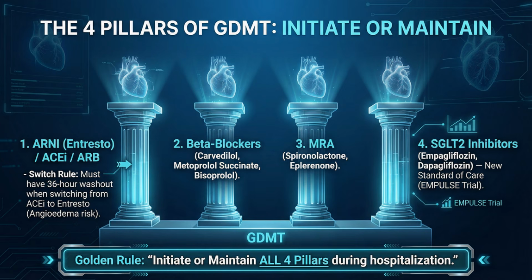First, renin-angiotensin-aldosterone system inhibitors, which include ACE inhibitors, ARBs, or an angiotensin receptor neprilysin inhibitor like Entresto. Second, evidence-based beta blockers. Third, mineralocorticoid receptor antagonists. And fourth, the new standard of care, SGLT2 inhibitors, based on trials like IMPULSE. The golden rule is to start or continue all 4 pillars in the hospital once the patient is stable.